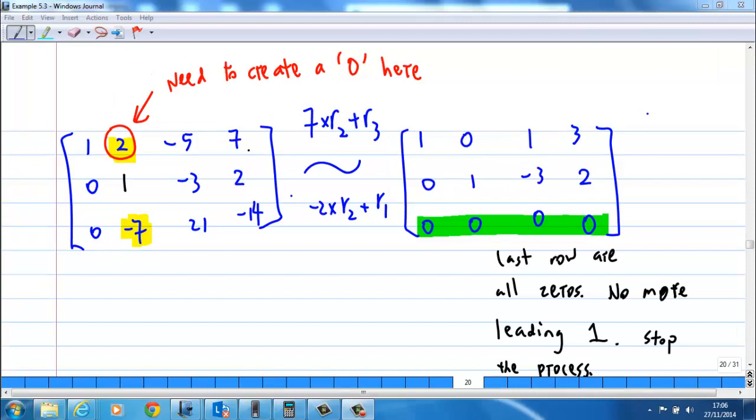Next, we move on to work on the third row. Since the last row is all zeros, there is no chance to get any leading one. So we stop the process.